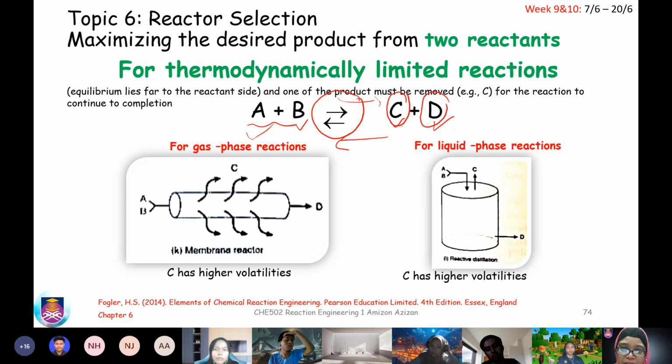It depends on which is the desired product. But since it has a tendency to be reversed, the production of C or D might be reduced. It says that the equilibrium lies far to the reactant side, and one of the products must be removed. Why is it reversed?